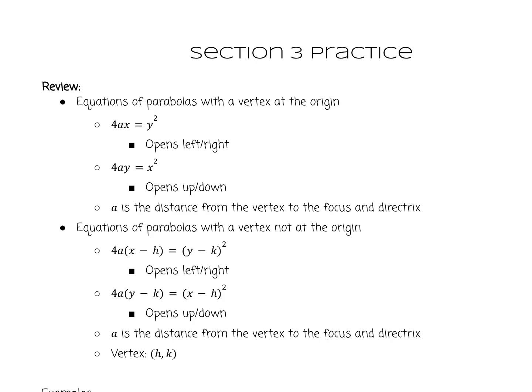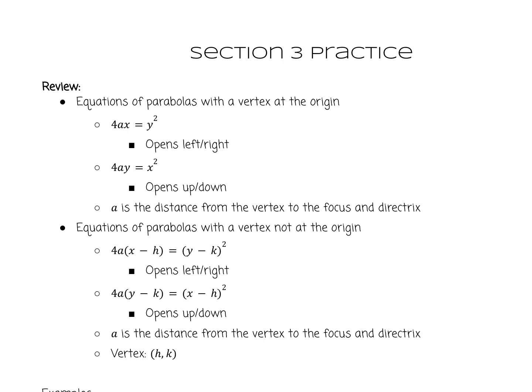So in section 3, we talked about parabolas. And we have equations of parabolas that open left or right, whose vertex is at the origin. So if you have 4ax equals y squared, it opens left or right. If you have 4ay equals x squared, it opens up or down. And then a is the distance from your vertex to your focus and directrix.